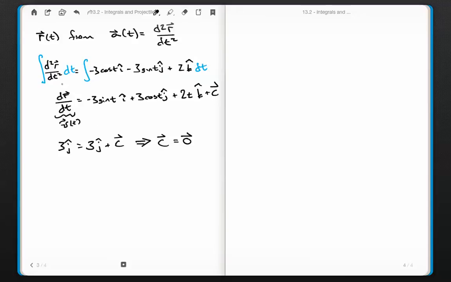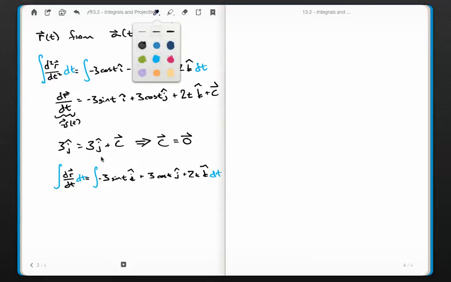All right, so now I know that dr dt equals -3 sine t i plus 3 cosine t j plus 2t k. And then what I'm going to do with this one, let's integrate it again, still with respect to dt. And I do that integral one more time. And it's equally easy. This time I'm integrating the first derivative, so what I'm going to be left with here is just r of t, which is nice.